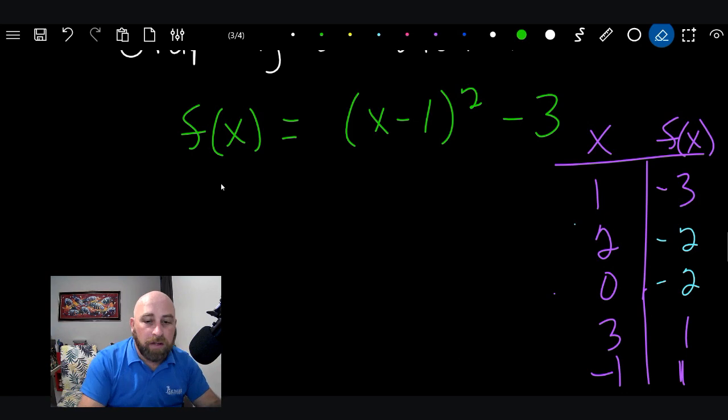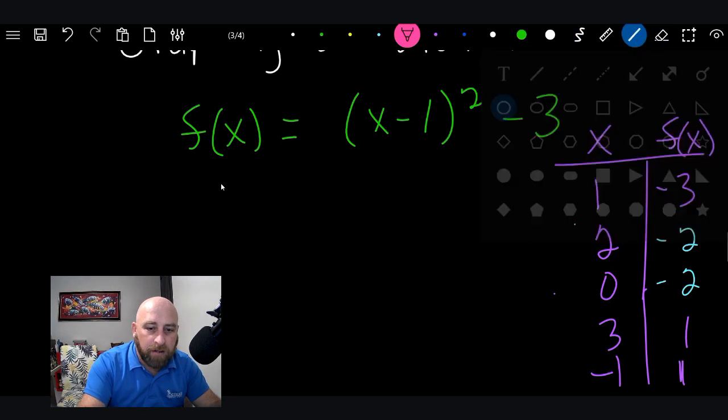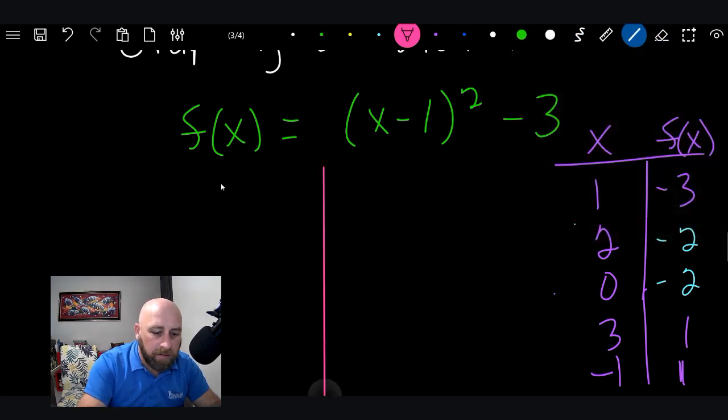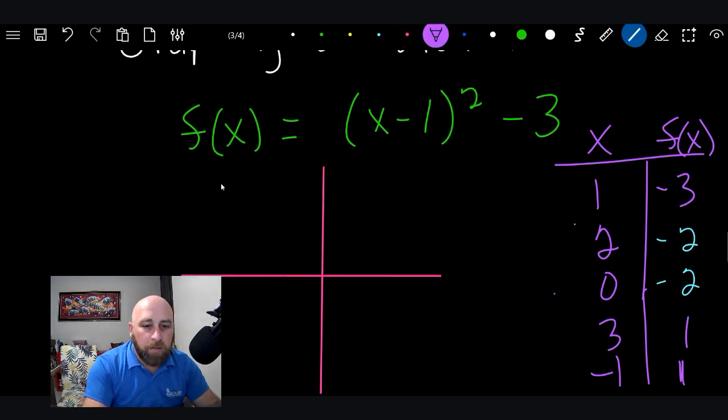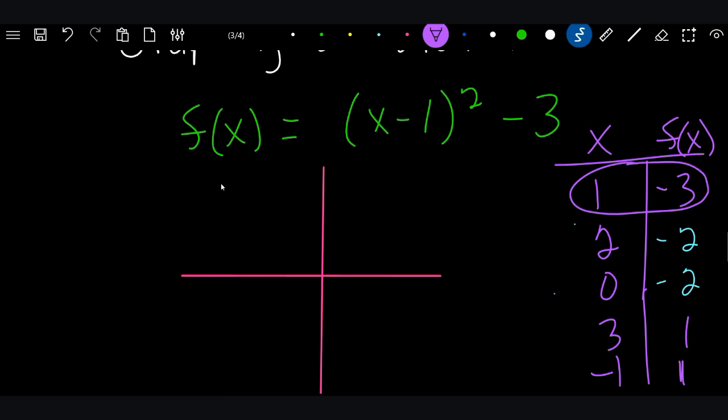Now what we want to do is graph this. I'm going to graph this right here, and I'm going to try to do it at least somewhat organized so that you can see it, but it's not going to be perfect, okay? So we want to start off by graphing the vertex. That's this guy right here. So we're at 1, negative 3. So we're going to have 1, 1, 2, 3. So our vertex is going to be right there somewhere.